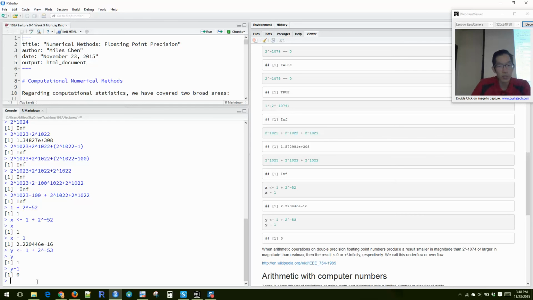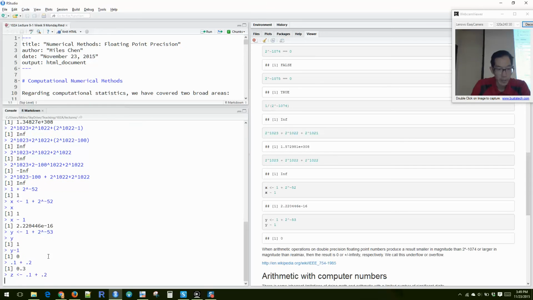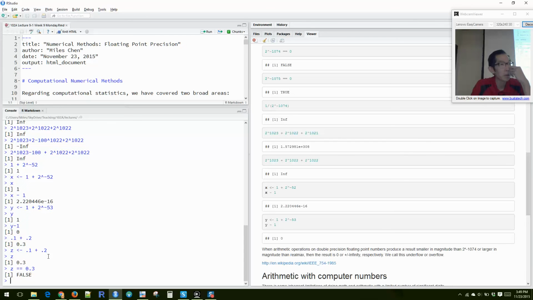And so you run into problems. I can say, what is 0.1 plus 0.2? And the computer says it's 0.3. And I can say z is 0.1 plus 0.2, and I ask, what is z? z is 0.3. And then I can say later on, is z equal to 0.3? And it says no. And again, the reason for this is the same problem that we had back here.